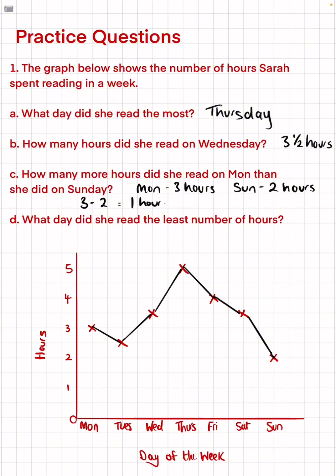The next question says what day did she read the least number of hours? So we find the lowest point on the graph, which is over here. So if you follow that down, she read the least on Sunday.